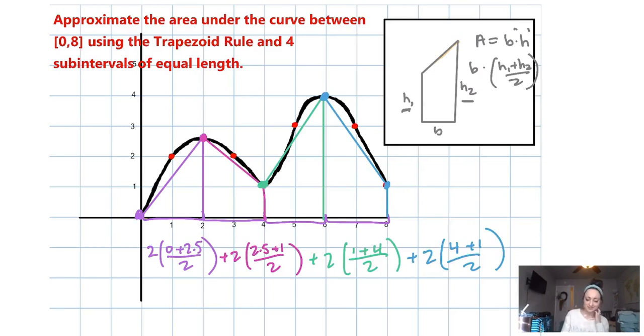The reason why I left it like that is because, look, all your 2's cancel now. Multiplying by 2, dividing by 2, undo each other, right? So we can just add those up, and we should get 16.